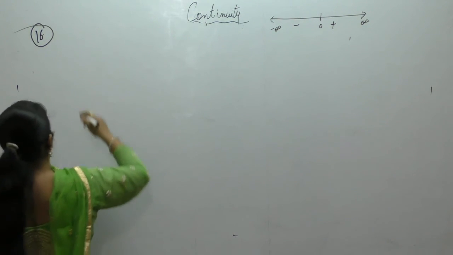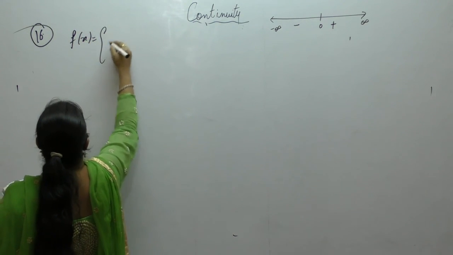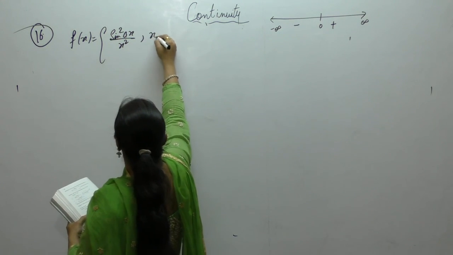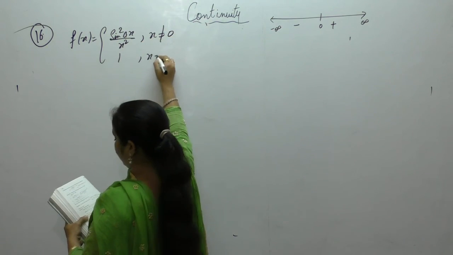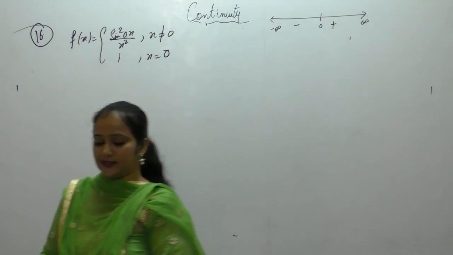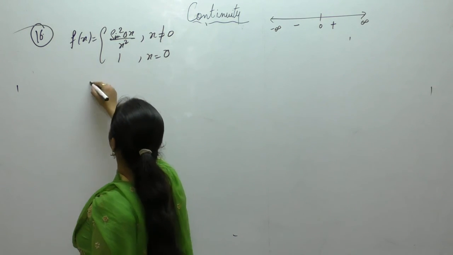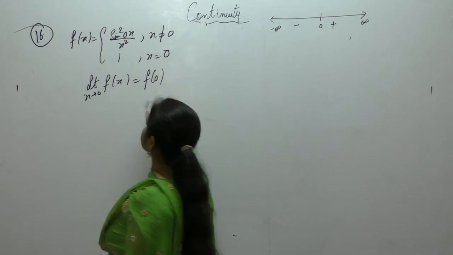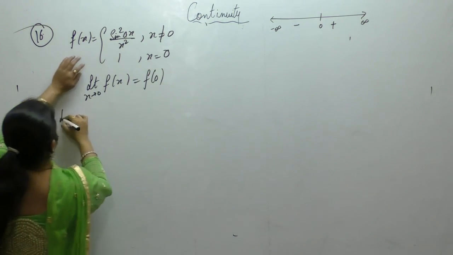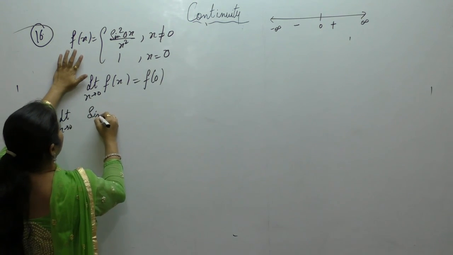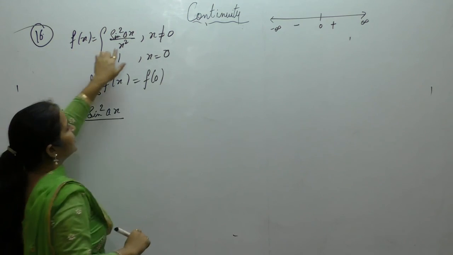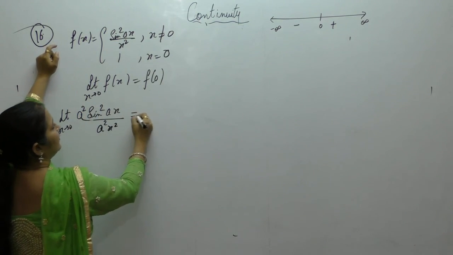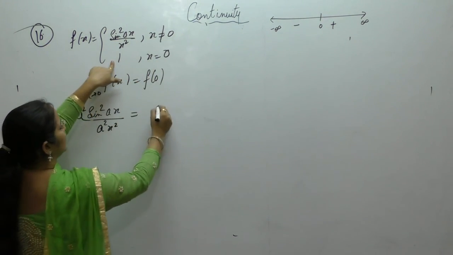Find the values of a so that the function f of x, sin square ax upon x square when x is not equals to 0, 1 when x is equals to 0, is continuous at x equals 0. Given that function is continuous at x equals 0, therefore we can write it like this. Now limit x tends to 0, f of x is sin square ax. Here we have x square, so multiply and divide by a square. Value of function at x equals 0 is 1.